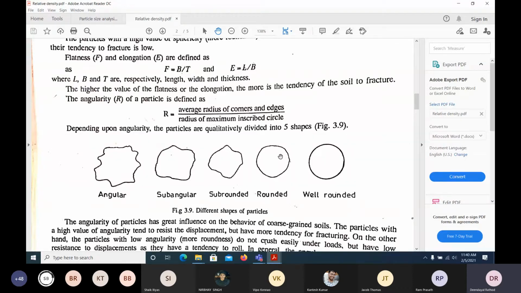Even for aggregate, you know, whatever aggregate we use for our buildings should be of angular shape only. With a rounded shape, we cannot get friction between the reinforcement steel and the concrete, the cement and the sand. Not much friction.